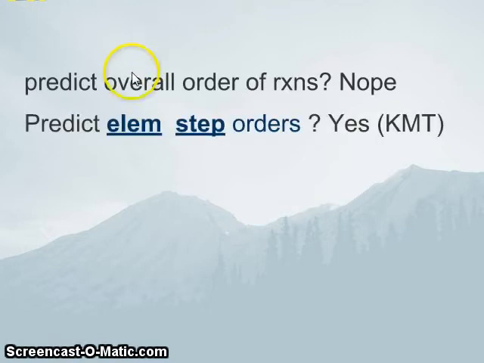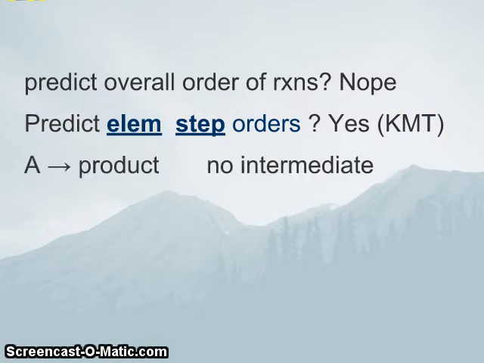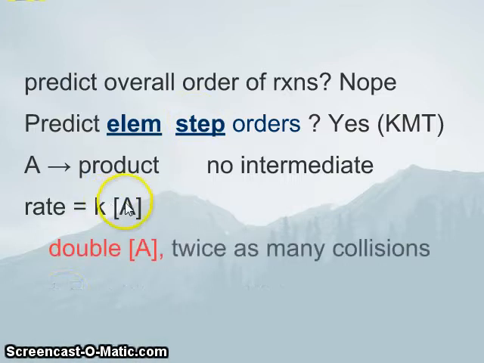So normally we can't predict the overall order of a reaction, but we can predict the orders of reaction for elementary steps via kinetic molecular theory. Again, thinking about how fast a reaction is taking place based on those individual collisions. So if we have some substance A going to a product with no intermediate, then the rate would just be first order in A, because if we double the concentration of A in an elementary step, then we have essentially twice as many collisions, if you will.